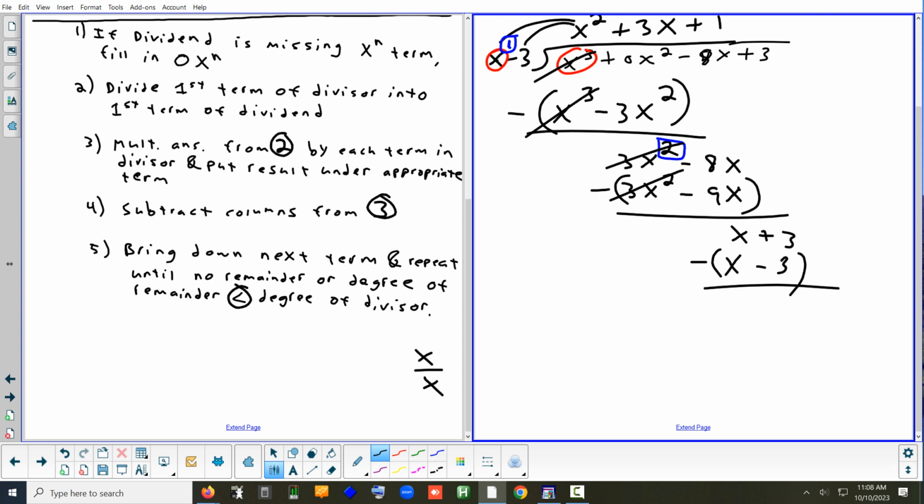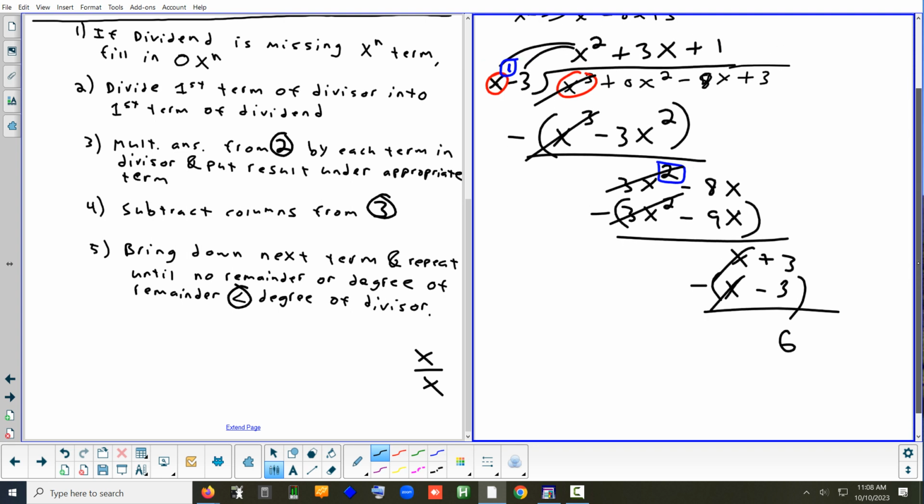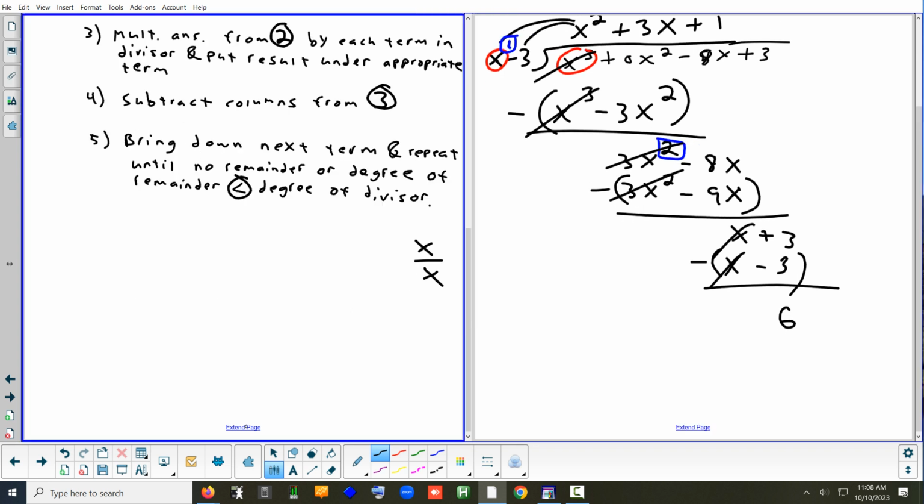Well, x comes out to nothing, and you get 6. And that 6 is my what? That's my remainder. So there's 2 ways we can write this answer. One way, you can do it down there if you want. I just have more space here. So the quotient and the remainder. The quotient is x squared plus 3x plus 1. Remainder, 6.